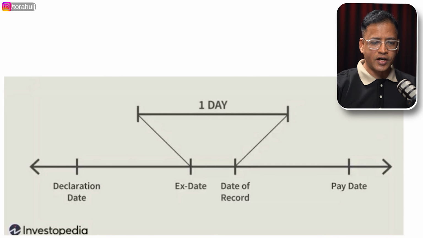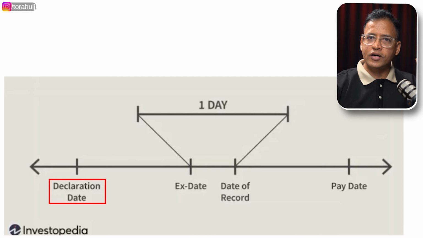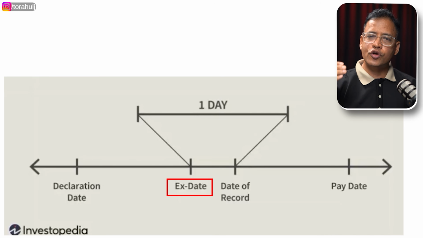Why? Simply because of what happens with a dividend. For example, you see this chart here. A company announces the dividend. That is called the dividend declaration date. Everybody will know that the company is going to give you a dividend. Now there is an ex-dividend date and there is a record date.